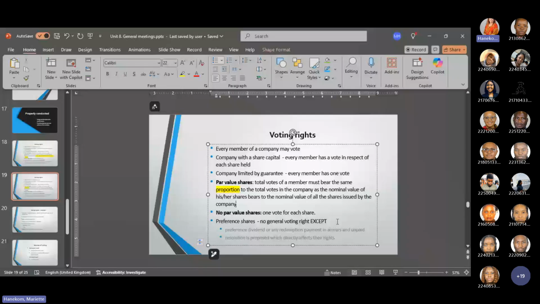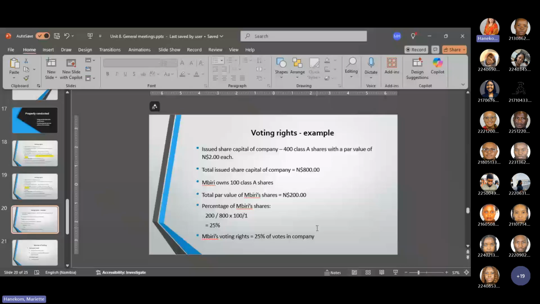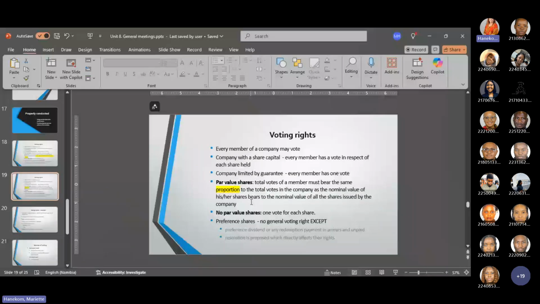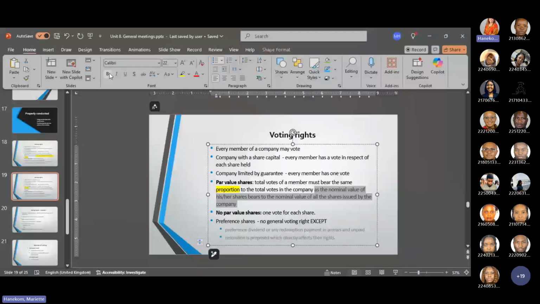Let's look at the calculation of voting rights as it pertains to par value shares. So the provision says the total votes of a member must bear the same proportion to the total votes in the company as the nominal value of his or her shares bears to the nominal value of all shares issued by the company. So the first thing you need to calculate is the nominal value of all shares issued by the company.